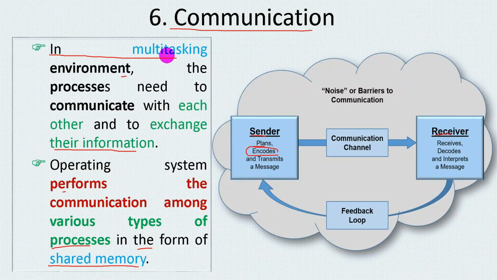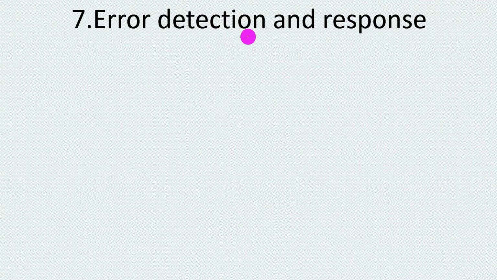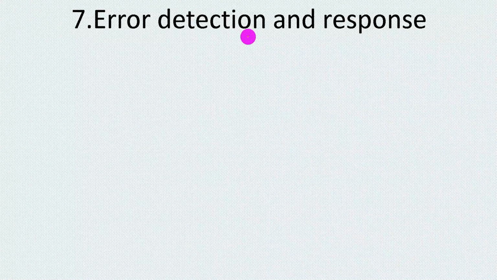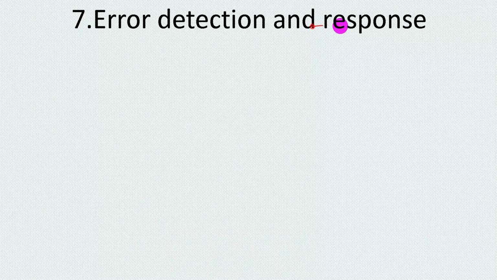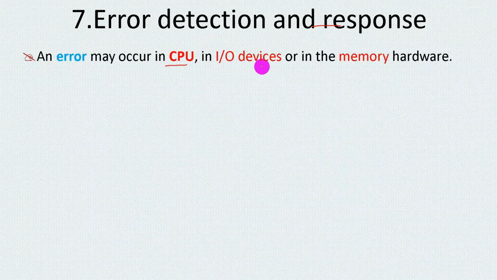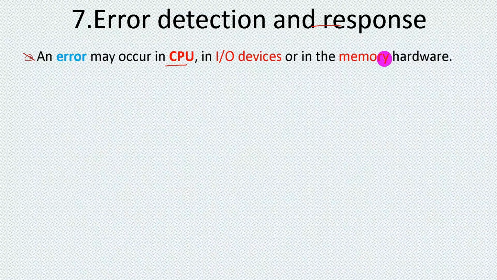So this communication is controlled by the operating system, as one of its services or tasks, right? In order to communicate smoothly and effectively from one to another. The seventh one: error detection and response. First of all, it detects that there is an error when a computer operates different tasks, and after it detects, it takes an action. We call it a response.